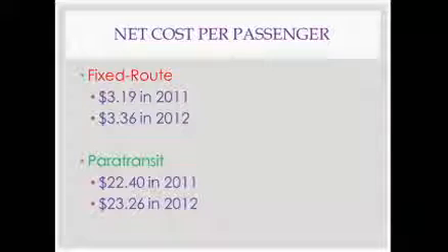Net cost per passenger in the fixed route is about $3.30 per passenger. Paratransit is about $23 per passenger. So you can see there's quite a difference between those two, but of course you can see why. Just because it is a shared ride service, you don't get nearly as many on a bus, and your destinations are pretty significantly different. Thank you, Tamara.